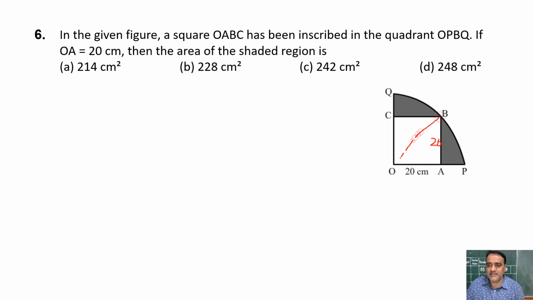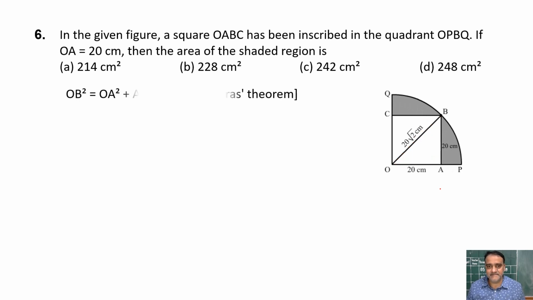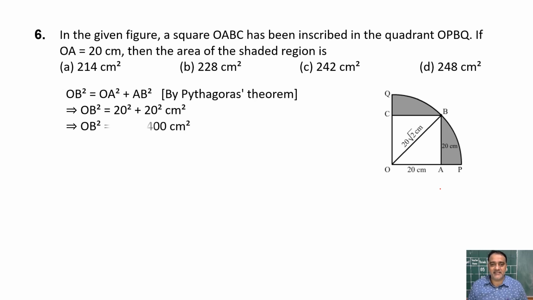and if we join this OA, right? So we will use Pythagoras theorem for this triangle. That is OB square is equals to OA square plus AB square, right? This is the figure, and we'll get 20 root 2. Like 20 square plus 20 square, that is 400 plus 400, 800. And the square root of 800 is 20 root 2. Okay. Now this is the radius of the quadrant.